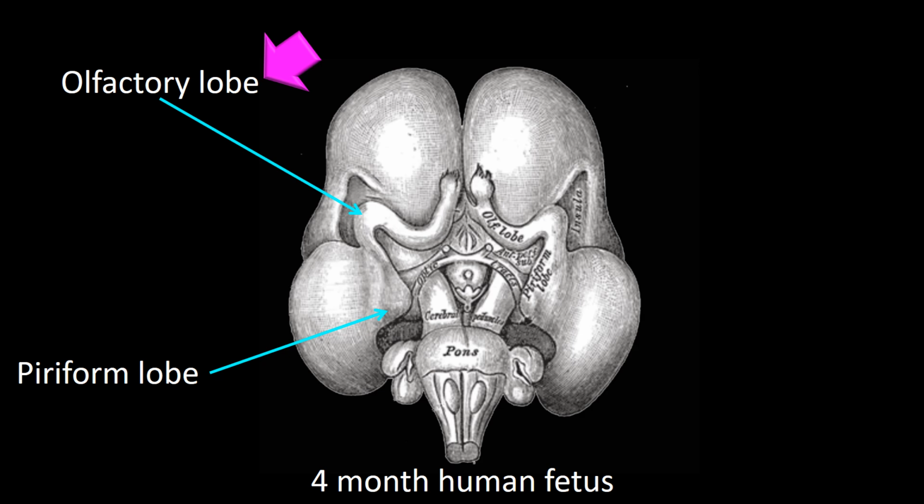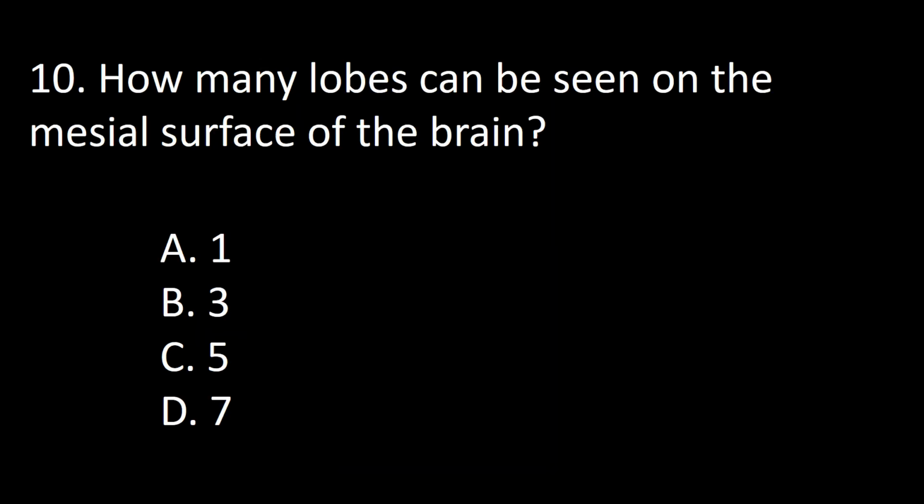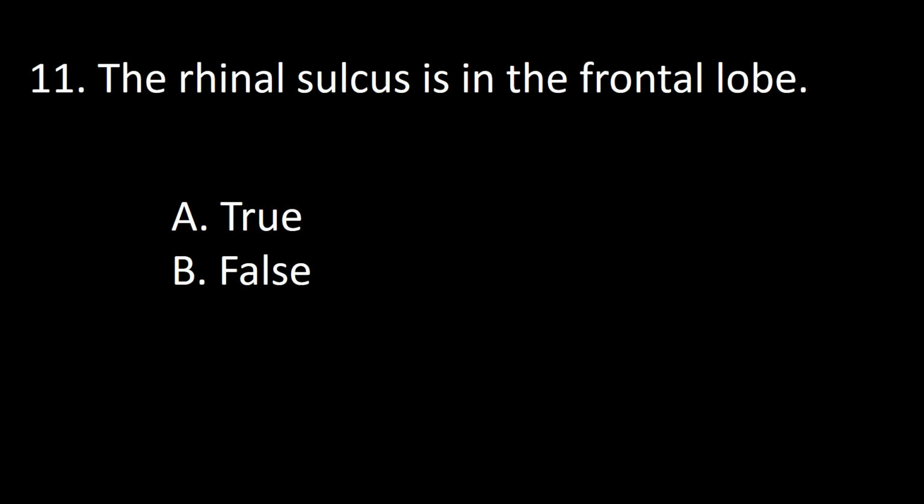The term olfactory lobe is only used in embryology. The term piriform lobe is still in use in general neuroanatomy, despite the incongruity of having a lobe, the piriform lobe, as part of another lobe, either the temporal or the limbic lobe. So the answer to this question is 5. Next question. The rhinal sulcus is in the frontal lobe.